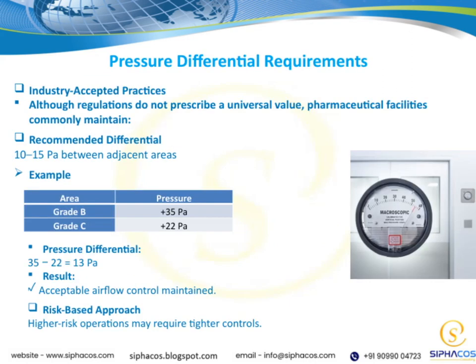Let's talk about pressure differentials, a key factor in controlling airflow. Here, the difference between two areas is 13 pascals, which falls right within the recommended range of 10 to 15 pascals. That means acceptable airflow control is maintained. But remember, higher-risk operations might need tighter controls. While regulations don't set a universal number, industry standards guide us to keep these pressure differences consistent between adjacent spaces to manage contamination risks effectively.